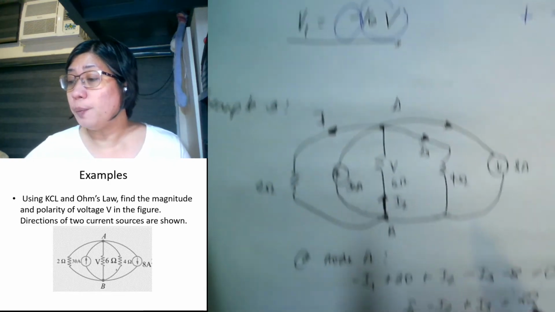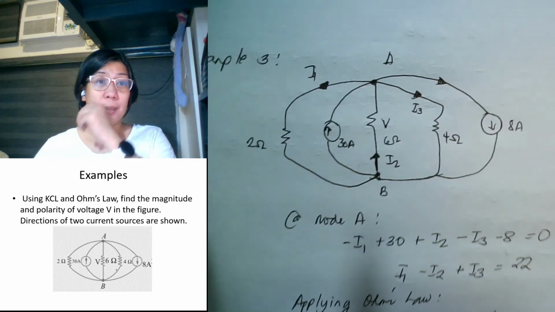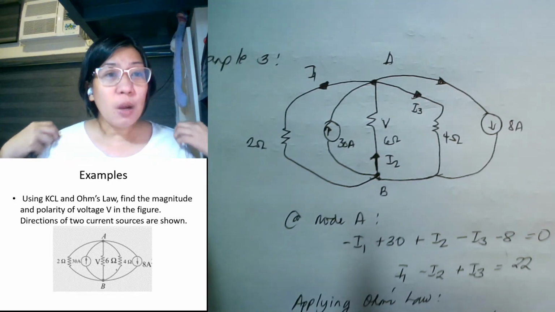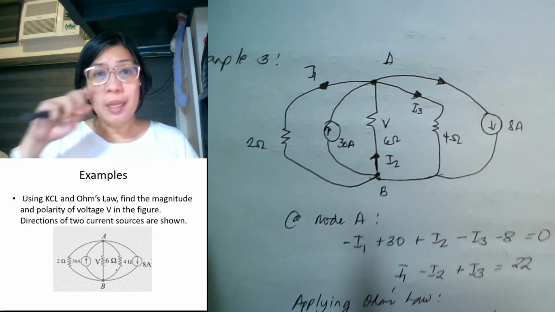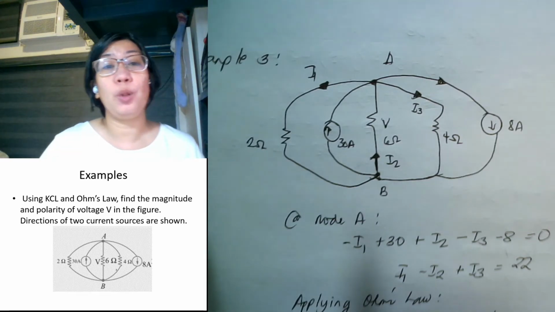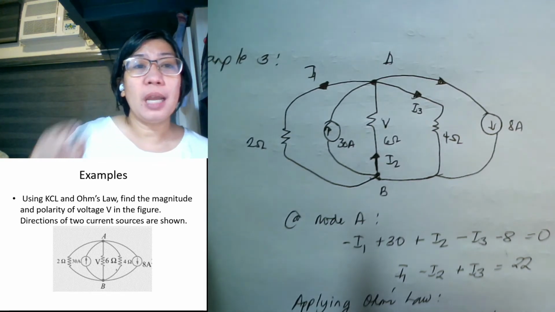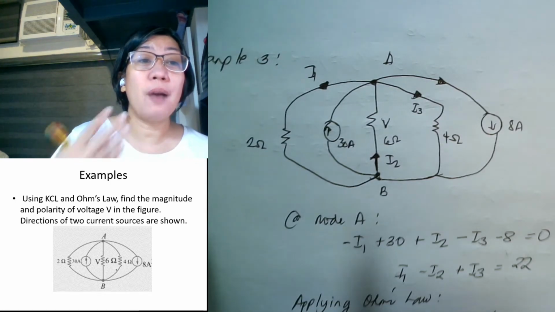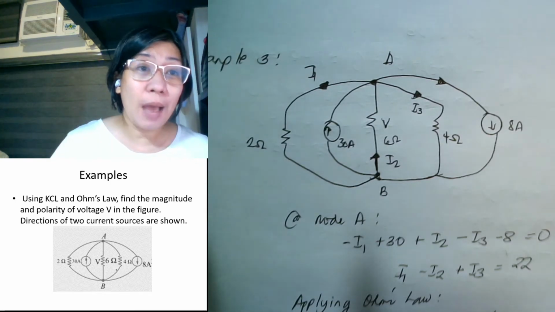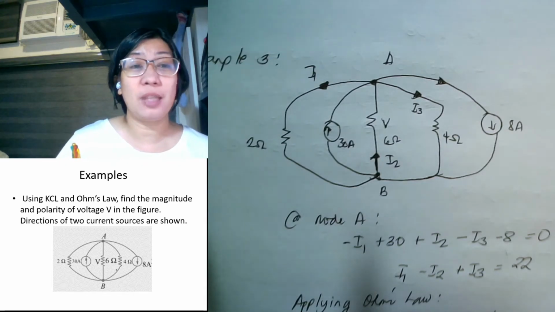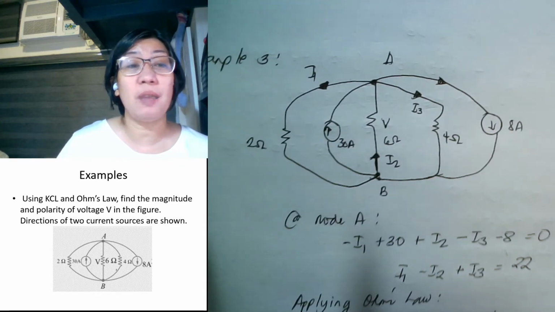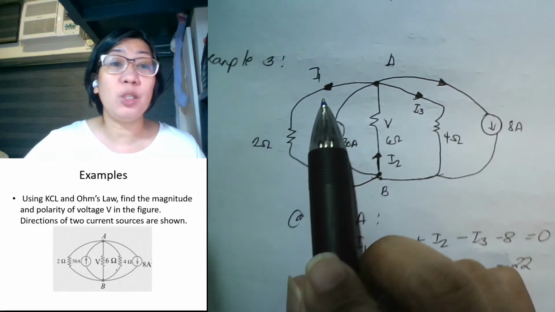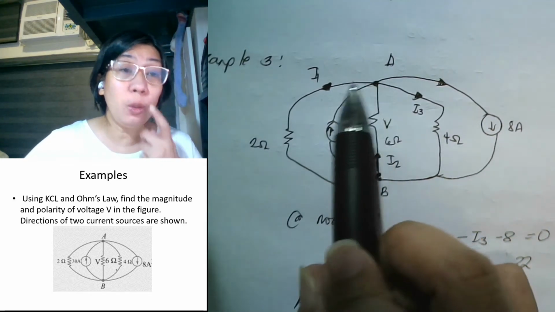I have assumed the direction first. Okay, so I told you it is not a problem to assume the direction of your current. So it's all right, because if the direction is not the same or is wrong, all we will be getting is a negative answer. So if the answer is positive, therefore we have assumed the right direction. So I will be assuming this to be I1, so leaving node A.